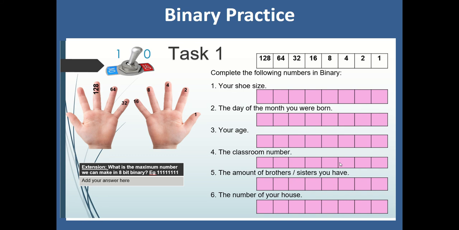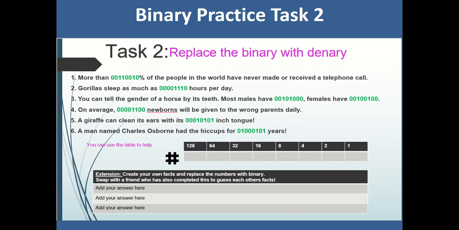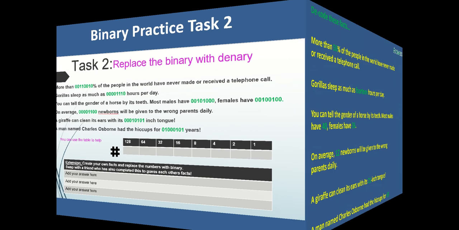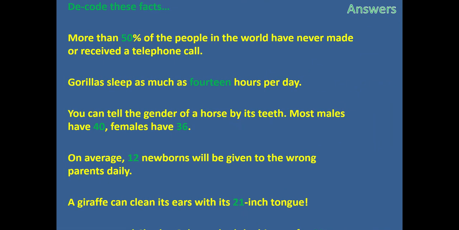I want you to try this task in your workbooks now. Pause the video and see if you can complete it. You should have done task 1, here is task 2. Replace the binary with denary. So inside your work here, replace that binary value with a denary value. You can use the table to help. If you finish, complete the extension at the bottom of the page. Here are the answers. Have a look, check yours through, and make sure you are happy with those.